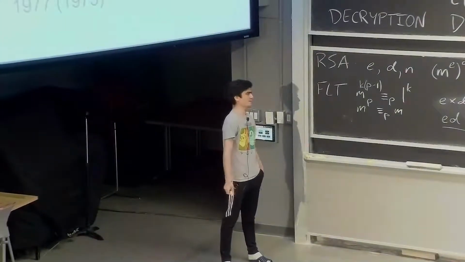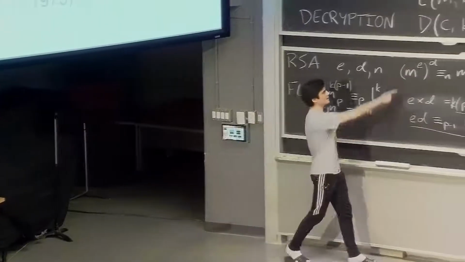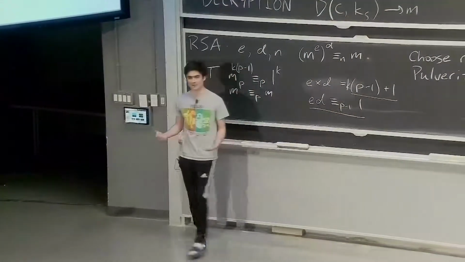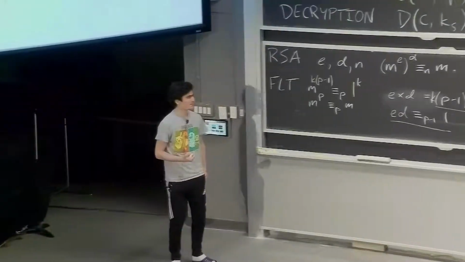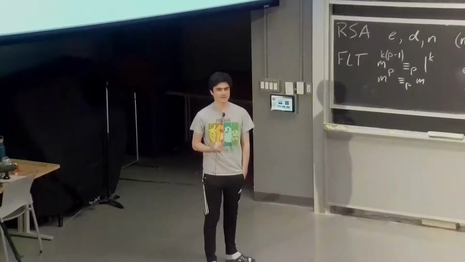Okay, so we've got a way to generate keys. We've got a way to encrypt. We raise M to the E. We've got a way to decrypt. We raise C to the D. Can anybody tell me a security flaw? Why is this insecure?